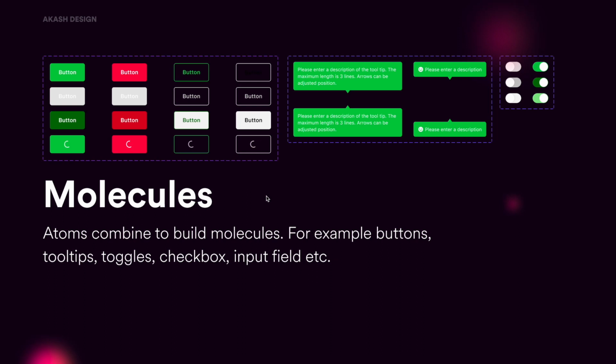Let's move on to molecules. Molecules are basically combinations of atoms. For example, buttons, toggles, tooltips, checkboxes, input fields, etc. are the ones that are called molecules. If I show you a button here, it is created from a shape, a color, and a typography. Similarly, this tooltip has a shape, a type, and a color. Similarly, these toggles have shape and color. So you're using different atoms and combining them together to build these molecules.